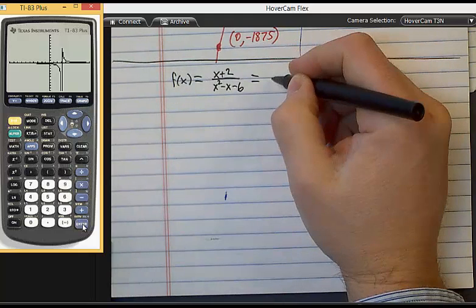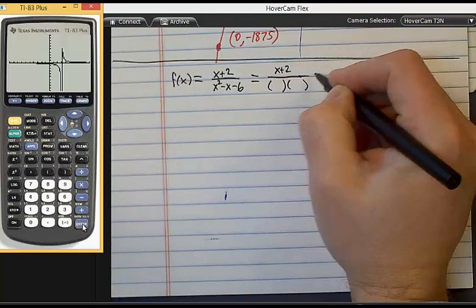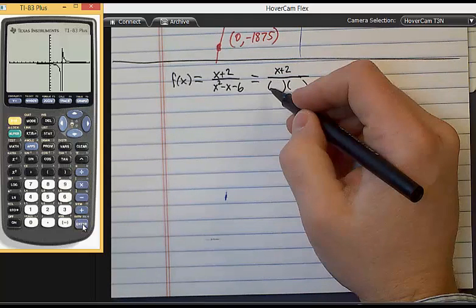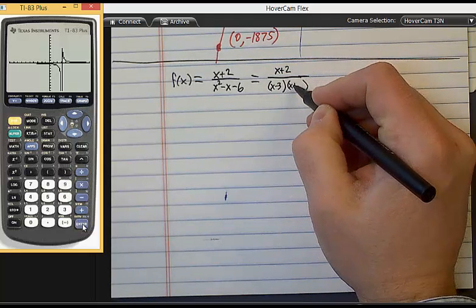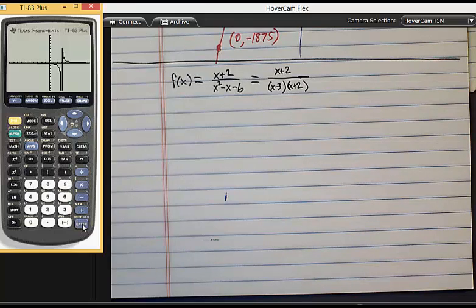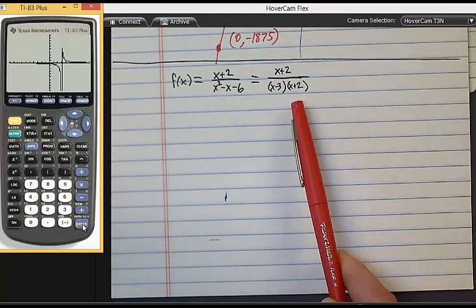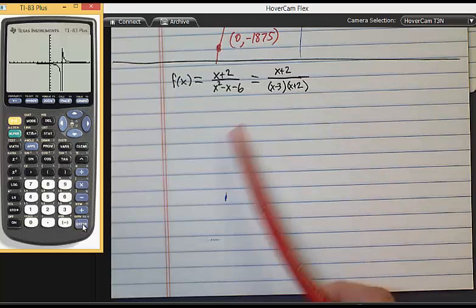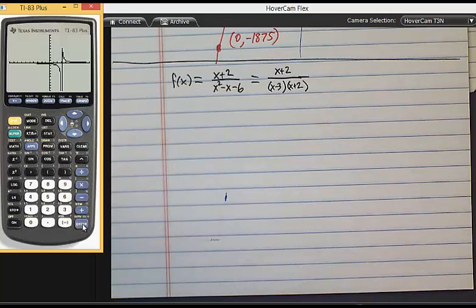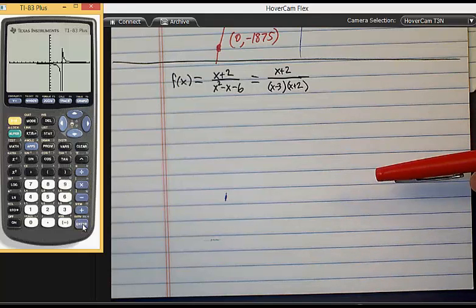I can factor that denominator. That denominator can be factored how? X minus 3 times x plus 2, right? And that kind of gives you a clue as to where the asymptote might be. When x equals 3, the numerator would be 5 and the denominator would be 0. So that's a good key that we're going to have an asymptote at that point. If you make the denominator 0 but you don't make the numerator 0, you're going to have an asymptote.